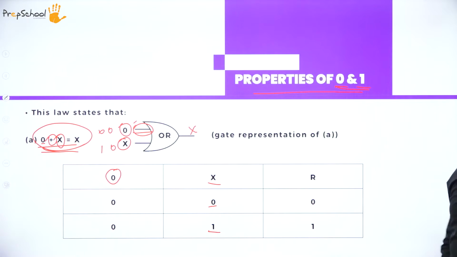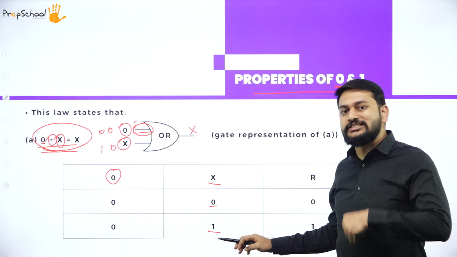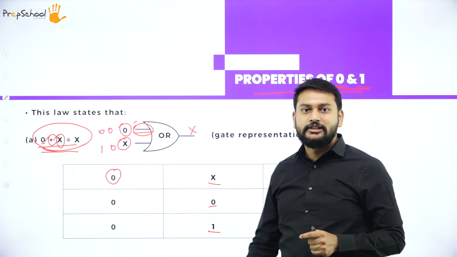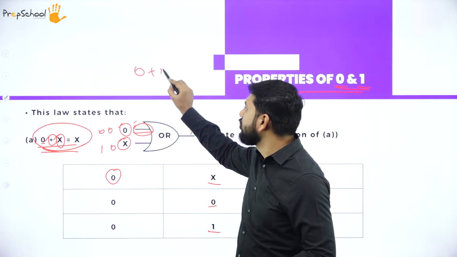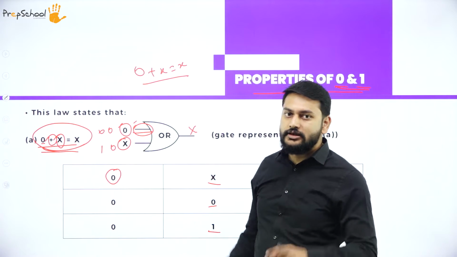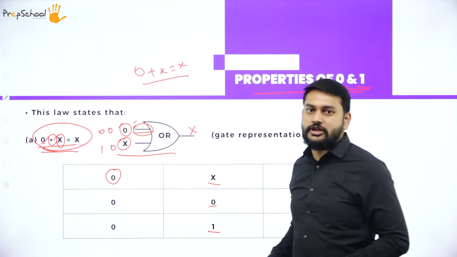Whenever we are writing the 0 and 1, properties of 0 and 1, you will substitute 0 and 1 in the place of x for this particular law. What is the law that you should remember? 0 plus x is equal to x. How do you prove this? First you will write the graphical symbol, and next you will write this truth table.